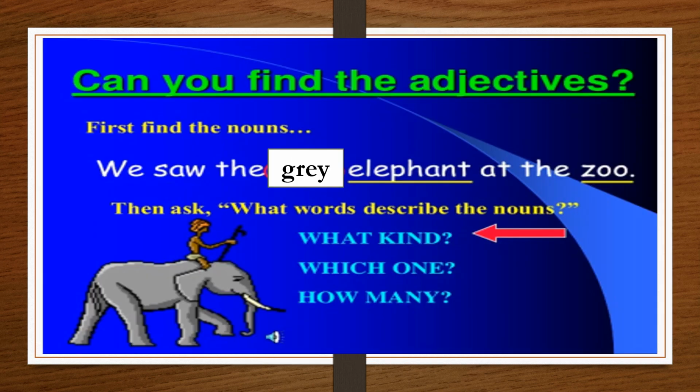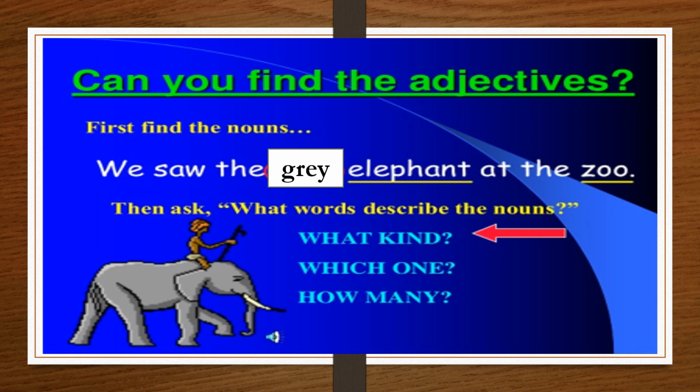Now, how will you find the adjective in a sentence? The trick is to first find the noun. For example, in this sentence, we saw the grey elephant at the zoo. Ask yourself, which is the noun? Elephant, zoo, right. Now ask, which word describes these nouns? Zoo is not described, but the color of the elephant is given, right? So the word grey describes the noun elephant. So grey is an adjective.